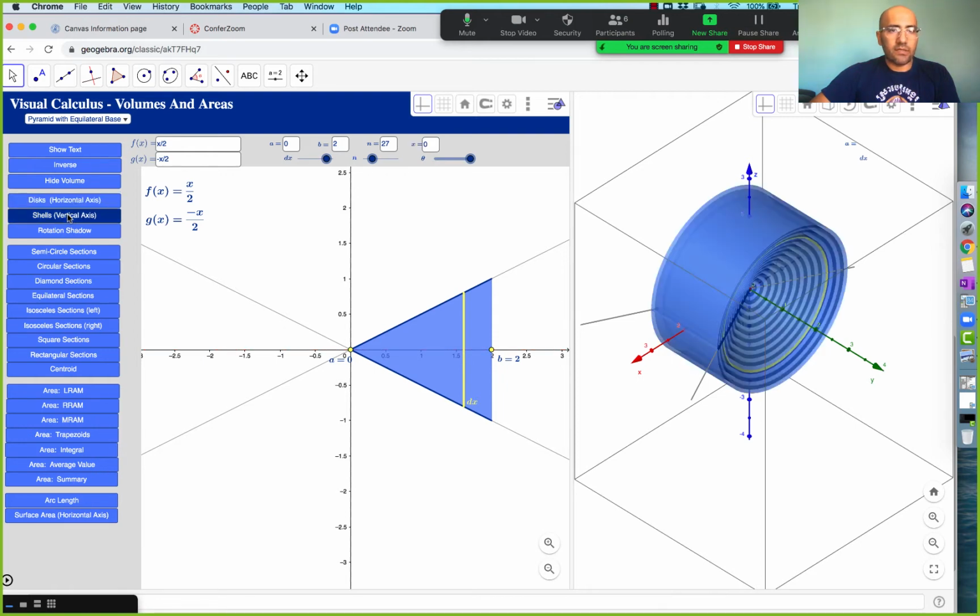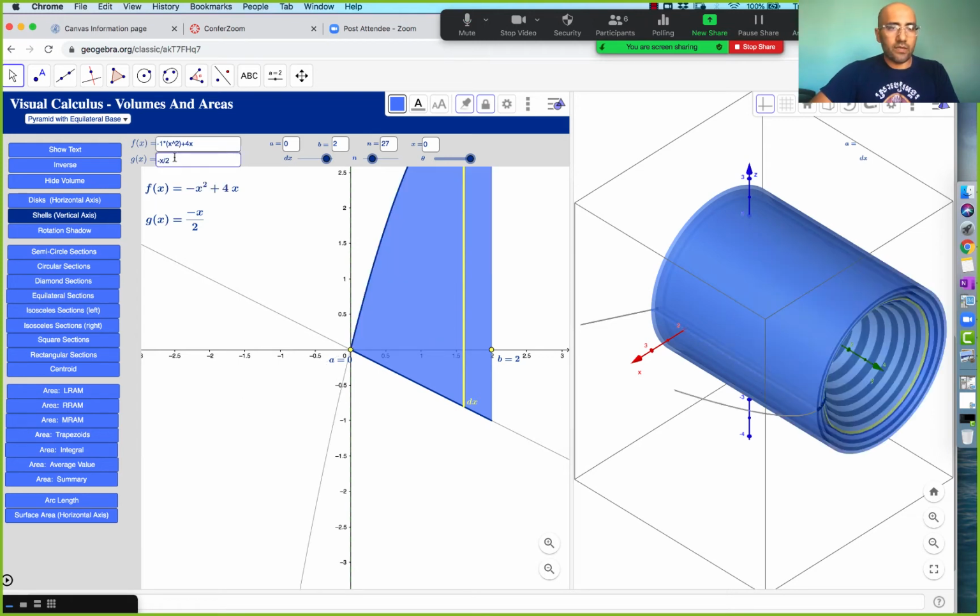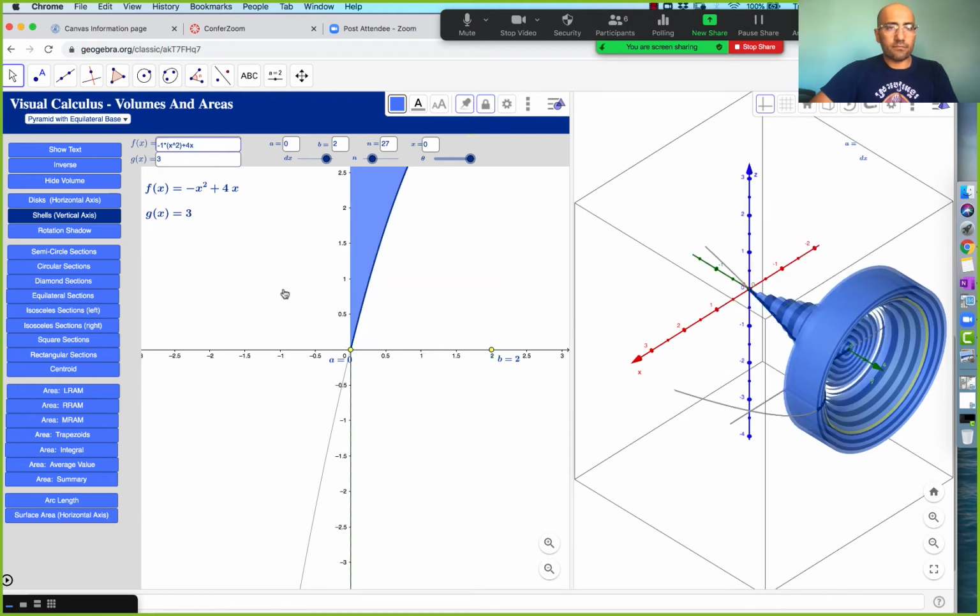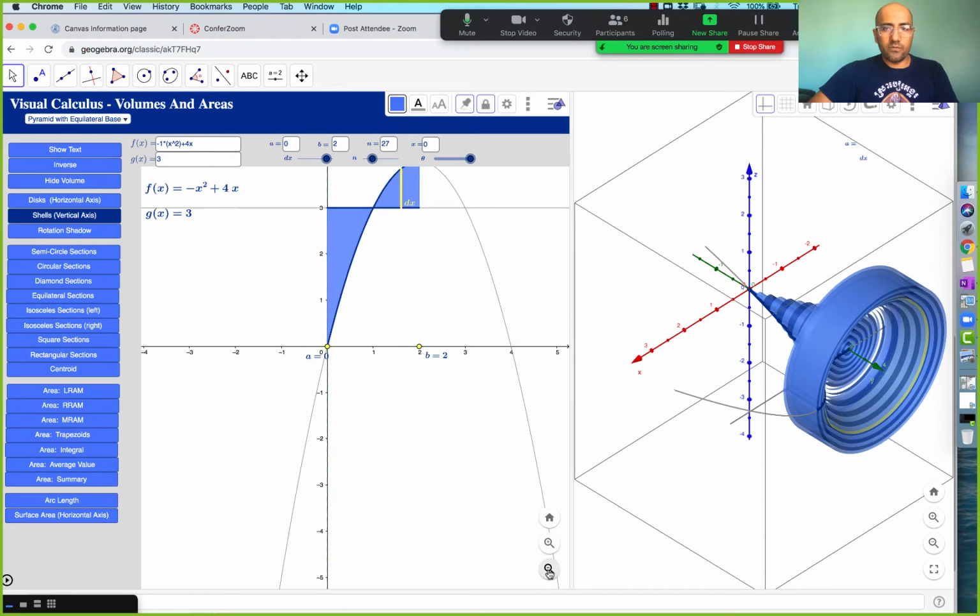But let's see what this does. Okay, so let's see if this will look good. We had this equation, which was -1 times parentheses x to the second power close parentheses, just to make sure there's no mistakes there, plus 4x. So hopefully that looks okay. And then the other one is y equals 3. Okay, so let's zoom out.